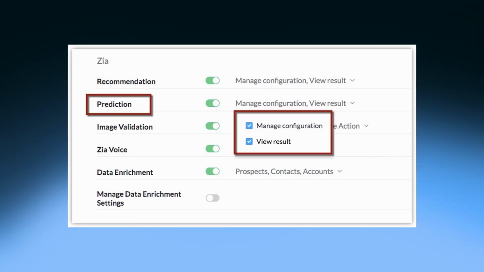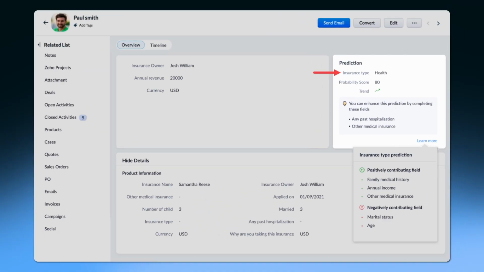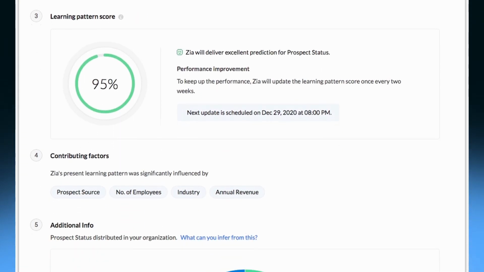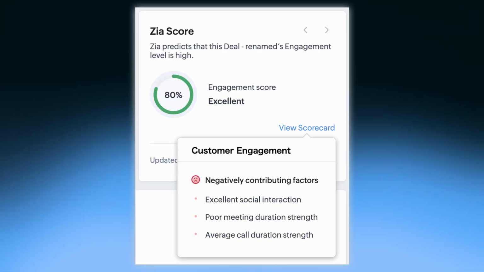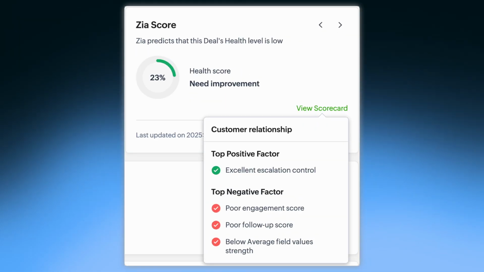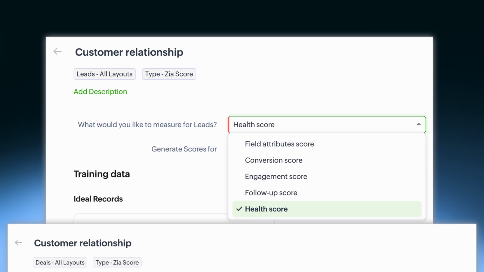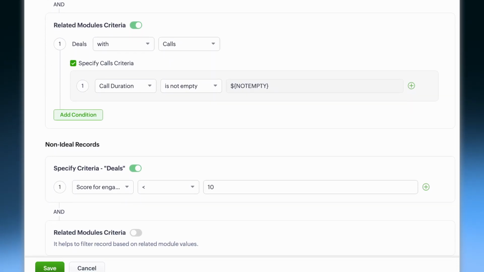So first one, deal predictions. Every open deal gets a live AI probability score based on your historical close data. Your team sees which deals are moving and which are quietly dying. Stop spending hours on the wrong ones. Then we're going with lead scoring. New leads come in. Zia ranks them by how similar they are to the past leads that actually converted for you. And your reps start each day with a prioritized list. More conversations that really go somewhere.